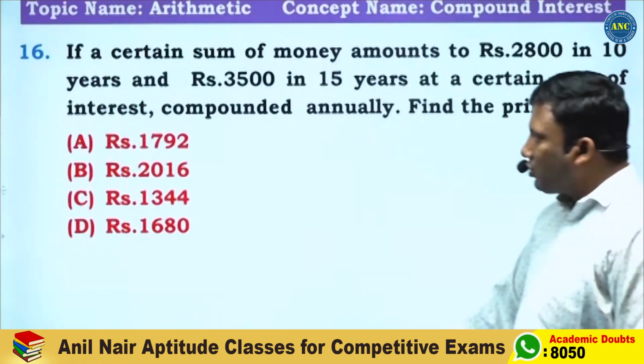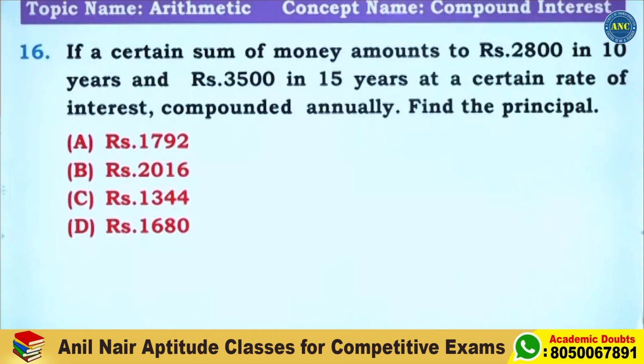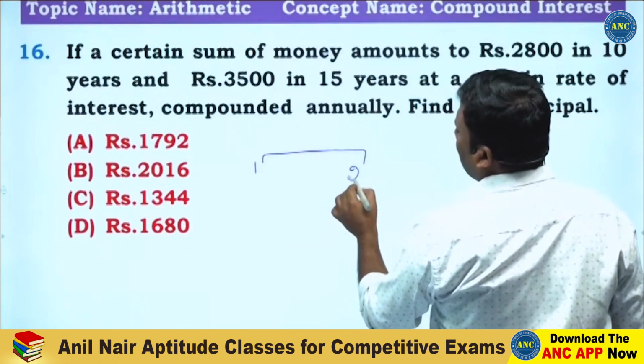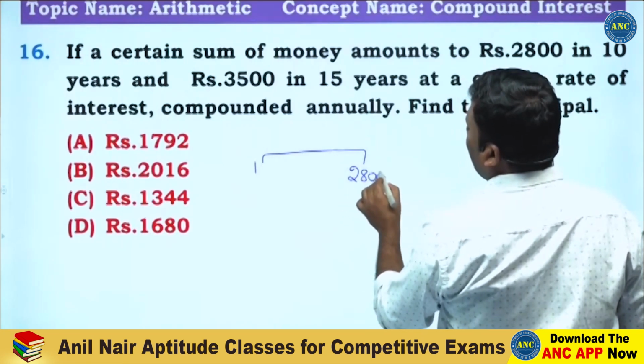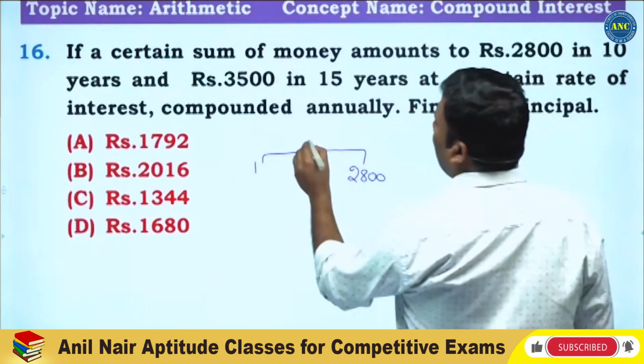Another one. Read this question, sir. This is taken from a CAT book. If a certain sum of money amounts to 2,800 in 10 years, so one is becoming 2,800, first write down this one, sir. Easily you will get the answer.